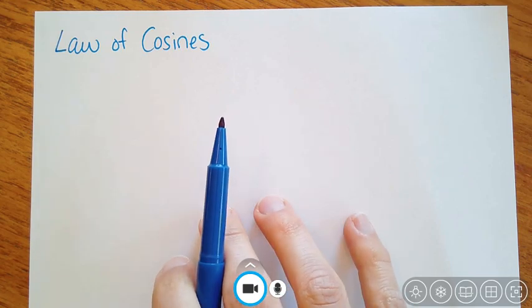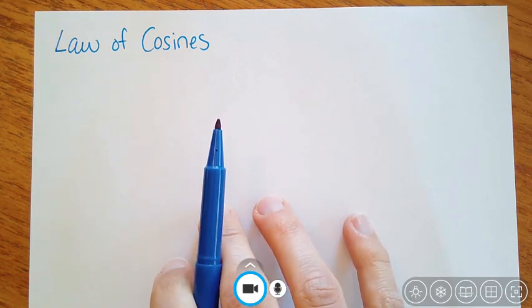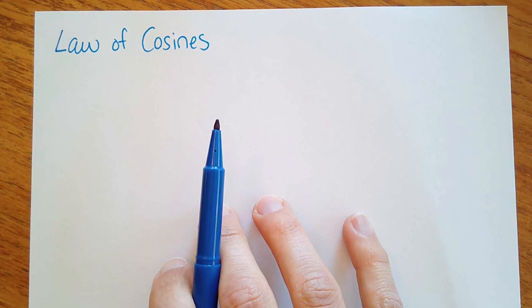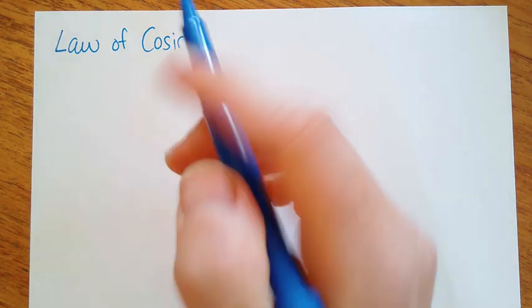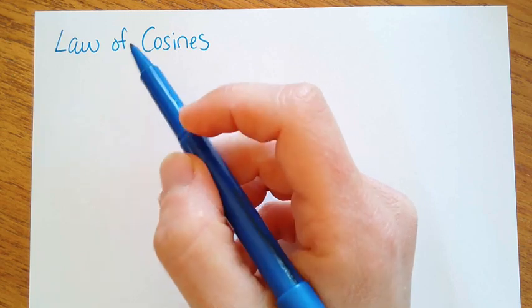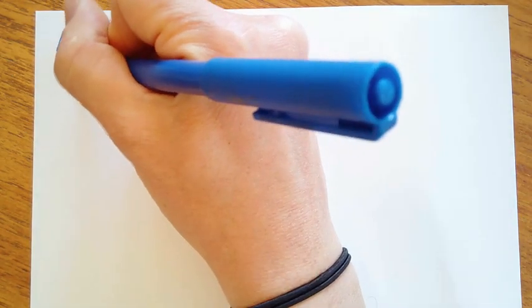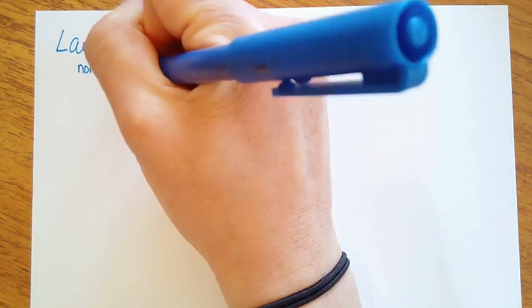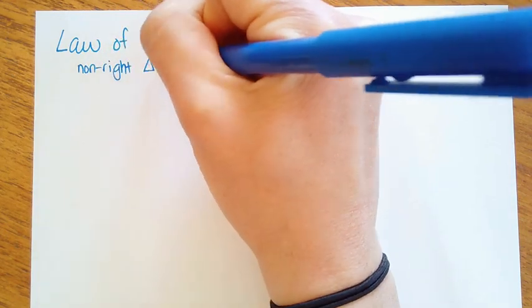Okay, we are back, and now we are going to try to breeze through the law of cosines. This is the one that was definitely the hardest for people, but I have some good news for you, so stay tuned. The law of cosines is also used for non-right triangles.